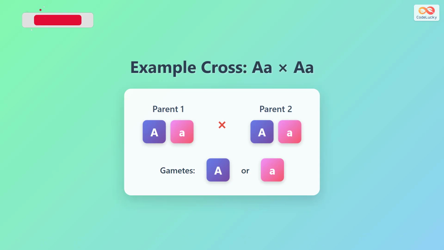Let's look at a practical example. Imagine 2 parents, each with the genotype Aa. This means each parent has 1 capital A allele and 1 lowercase a allele. When these parents produce gametes, each gamete can receive either the A allele or the a allele. So from each parent, we can get 2 types of gametes, one carrying A and one carrying lowercase a.